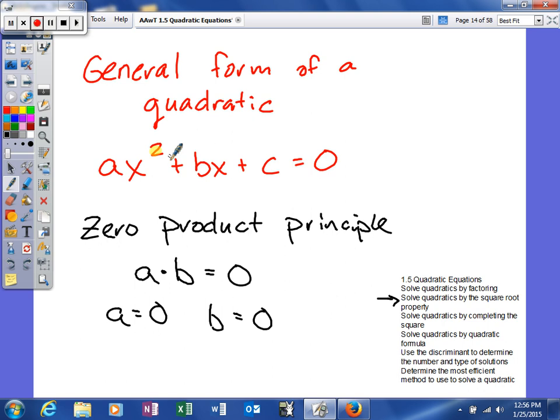What we're going to talk about is general form. General form for a quadratic looks like this: ax squared plus bx plus c is equal to 0. So as you can see, it's in descending order, standard form there, and it's set equal to 0.